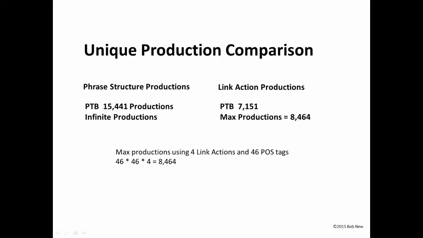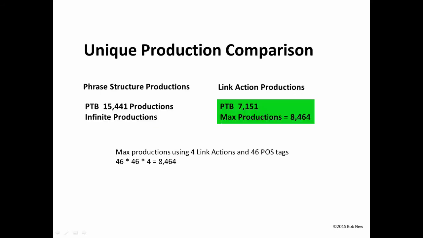In the Penn tree bank, there are about 39,000 sentences. If we use phrase structures to extract productions from those sentences, we will get about 15,000 productions. But in fact, in all of language, there is an infinite number of productions using this technique. The infinity of the productions matches the infinity of language itself.